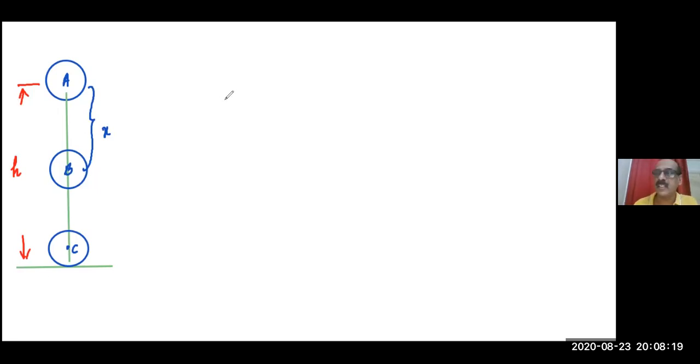Let us consider a body of mass m is placed at the point A, which is at a height h from the ground.